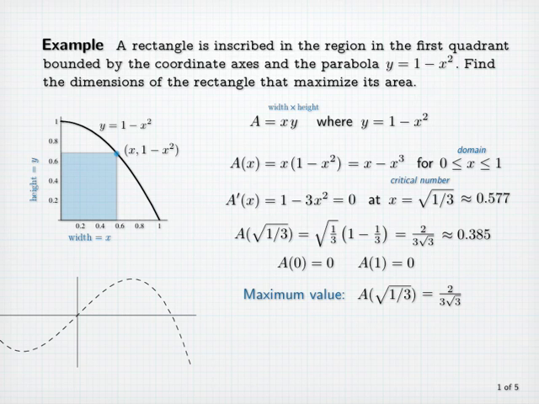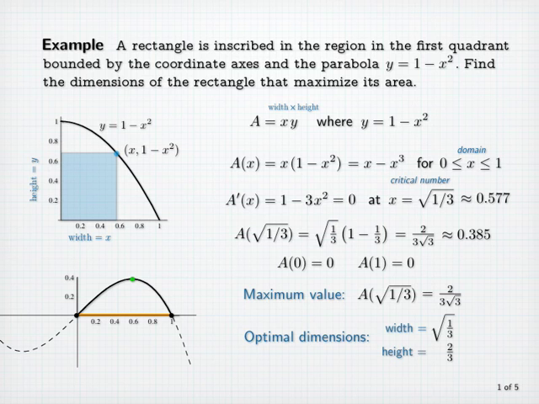Here's the graph of x minus x cubed. Here we're only concerned with the part corresponding to the interval 0, 1, where the endpoint values are 0, and the maximum on the interval occurs at the single critical number inside that interval. Finally, since the problem asks for the dimensions of the largest rectangle, we state the final answer by reporting the optimal dimensions. The width x is square root of 1/3, and the height y is 1 minus x squared, or 2/3.